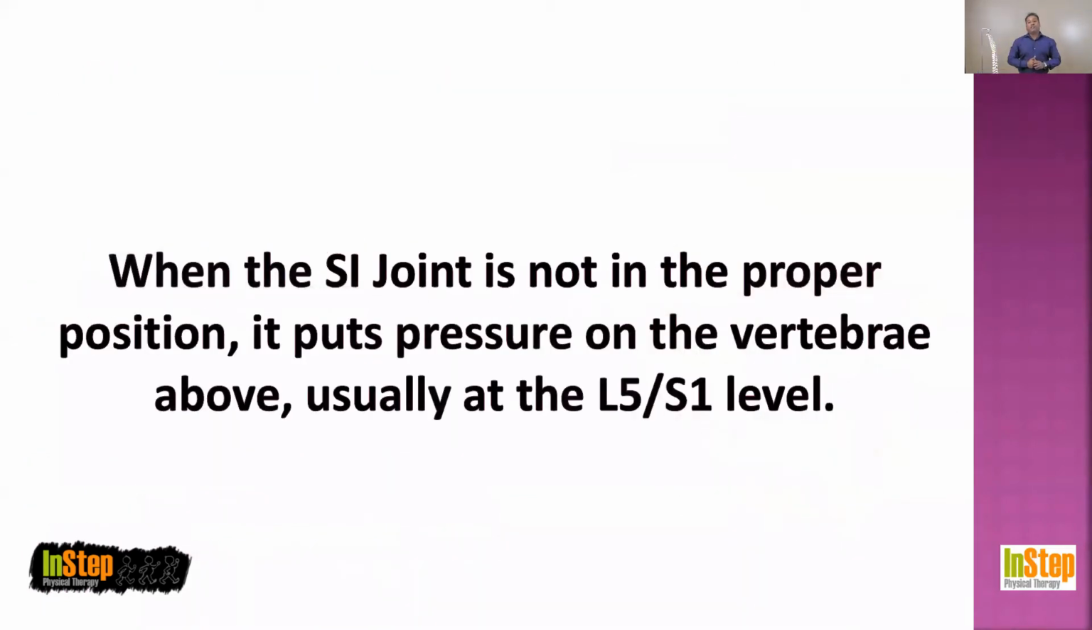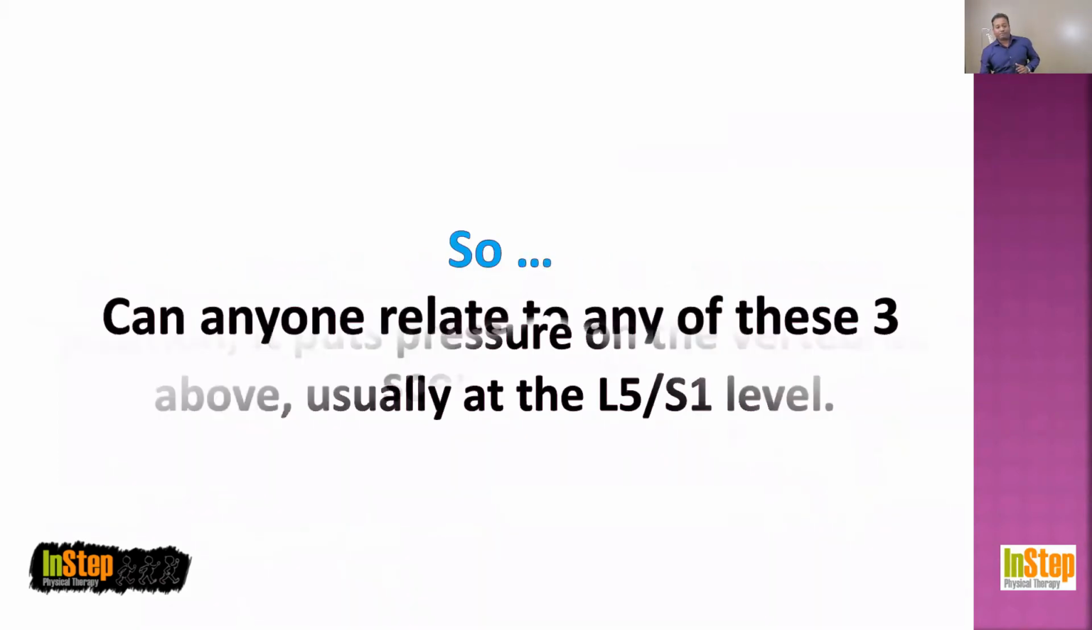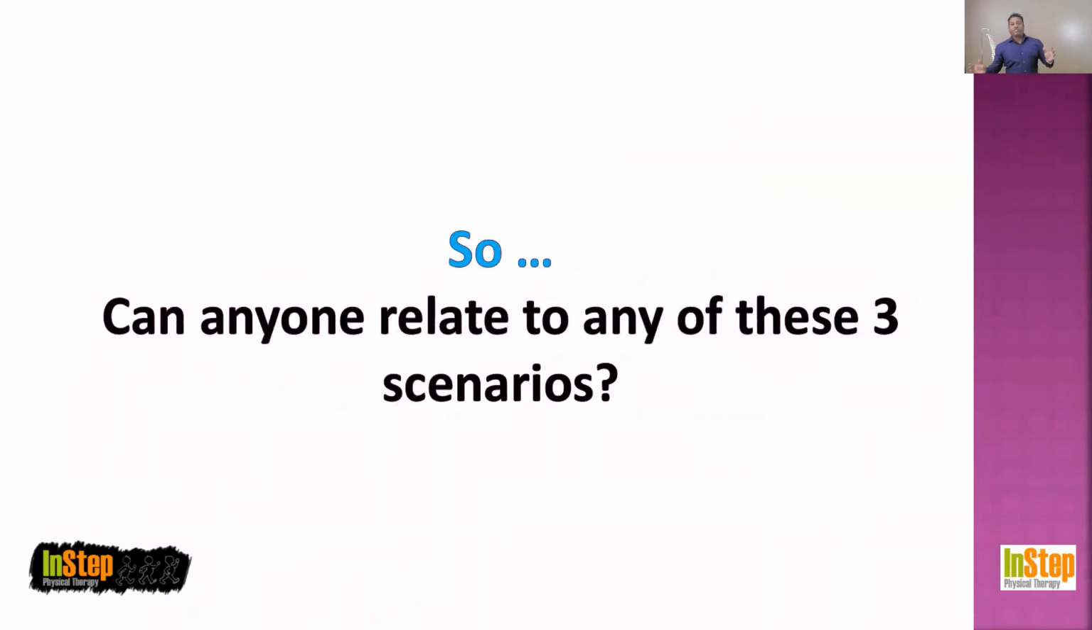When the sacroiliac joint is not in proper position, it puts pressure on the top. What's on the top? Your lower back, especially at the L5, S1 level. It can put pressure on it, and then you can have a problem there. So we talked about three different scenarios here, so you guys can relate that to your symptoms. Where do you fit in? Do you fit in any one of these three categories, or you don't fit in there at all?